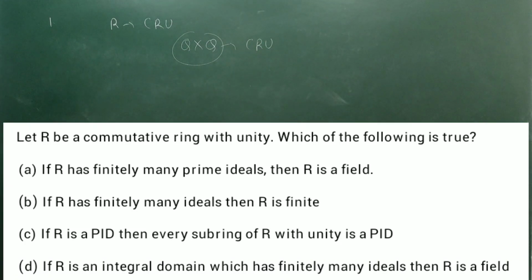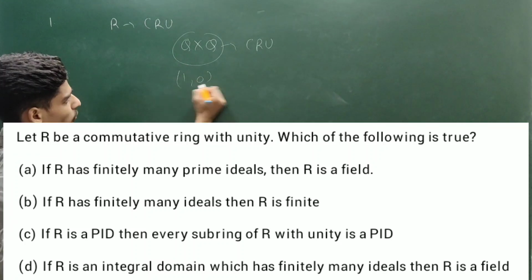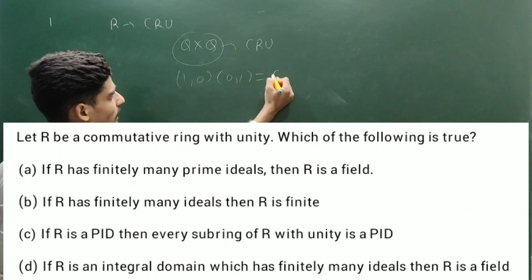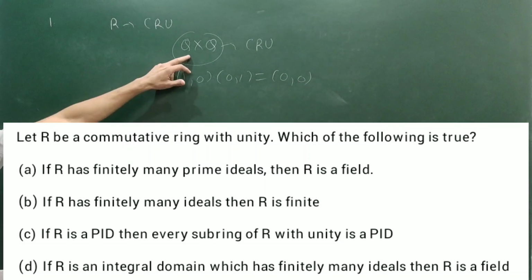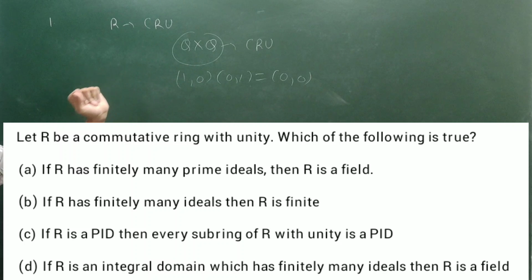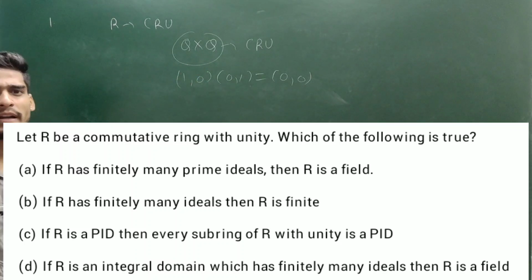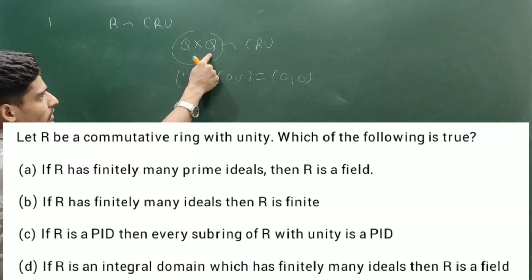But it has zero divisors. You can see (1,0): if you multiply it with (0,1), you are going to get (0,0). This is a non-zero element, this is a non-zero element. So it has a zero divisor. It cannot be a field. But it has finitely many prime ideals because this is a Q, this is a Q.